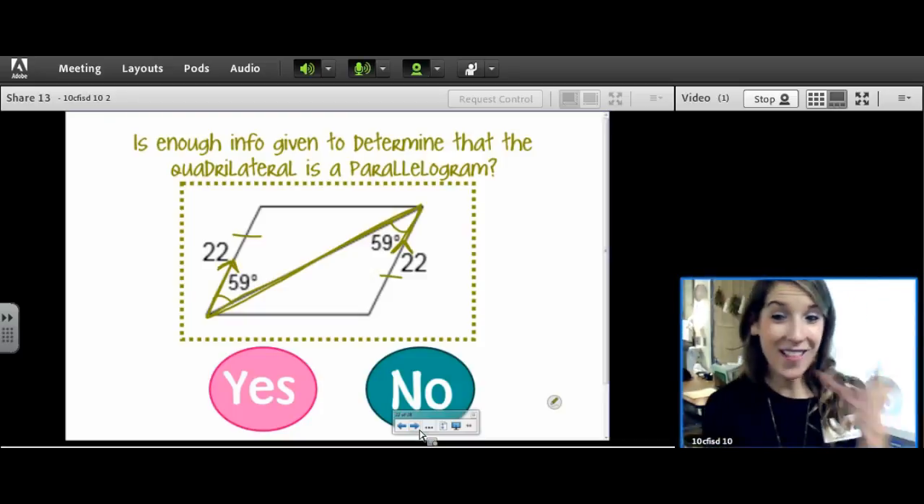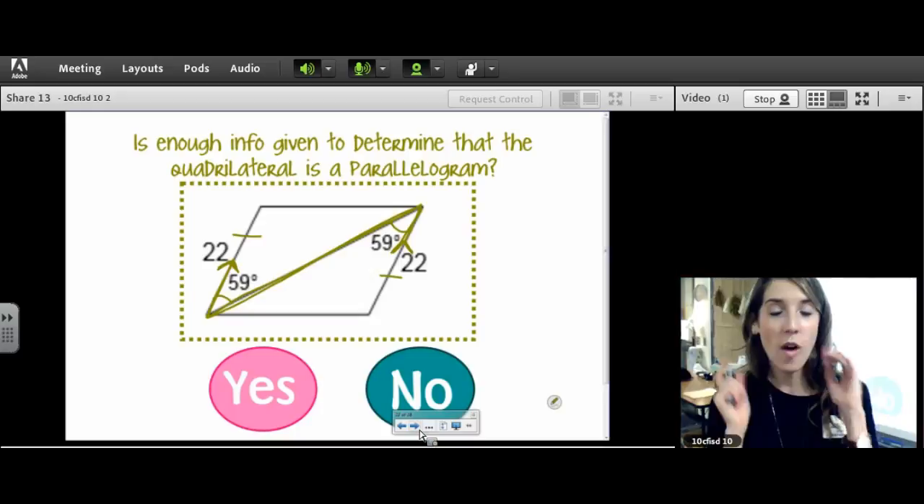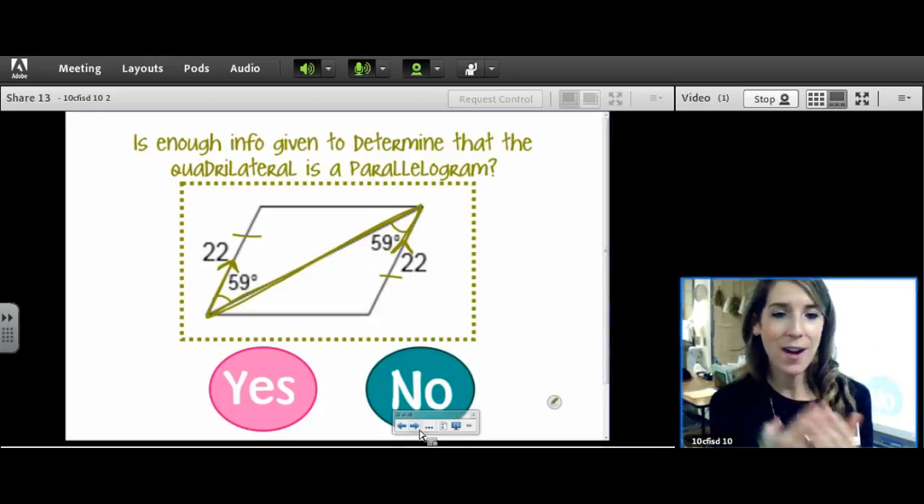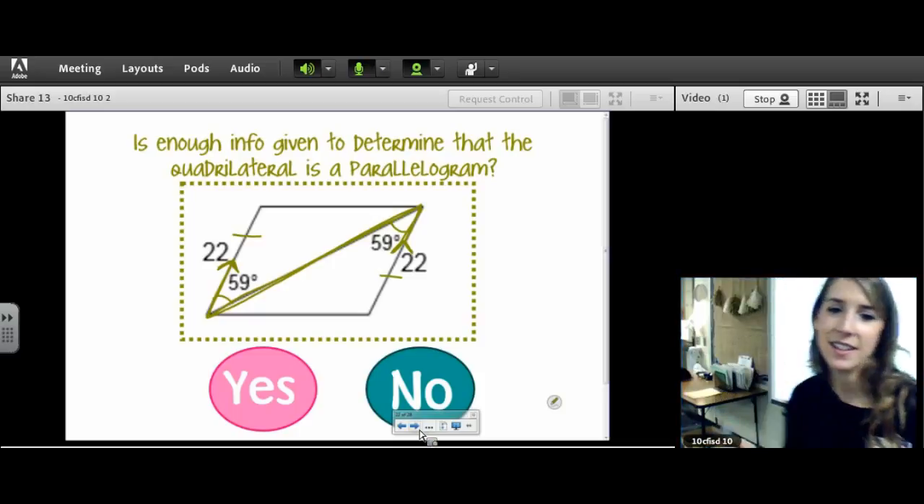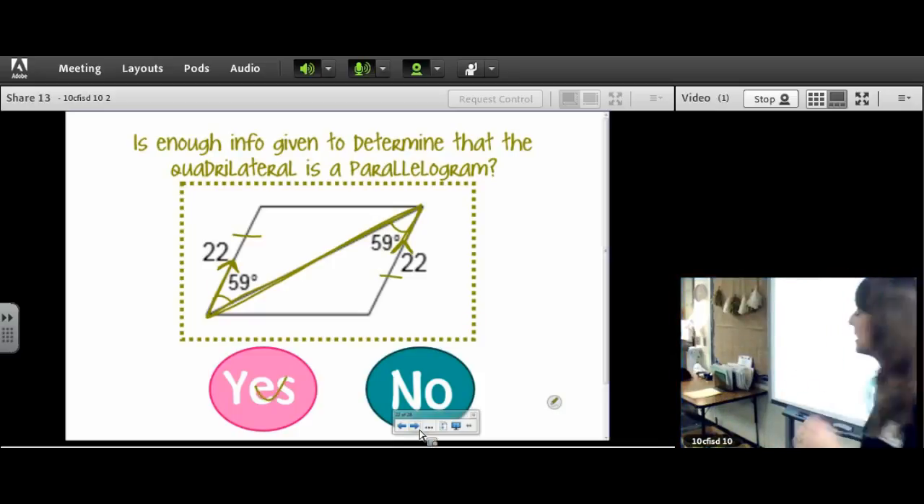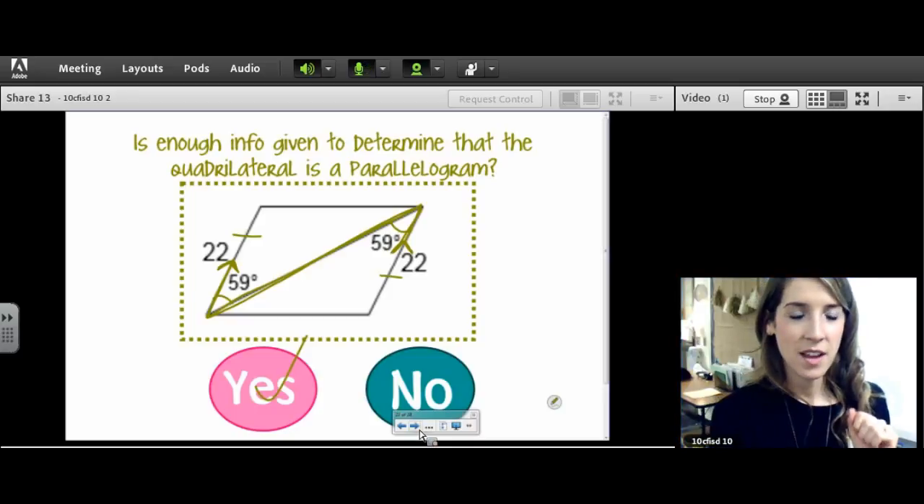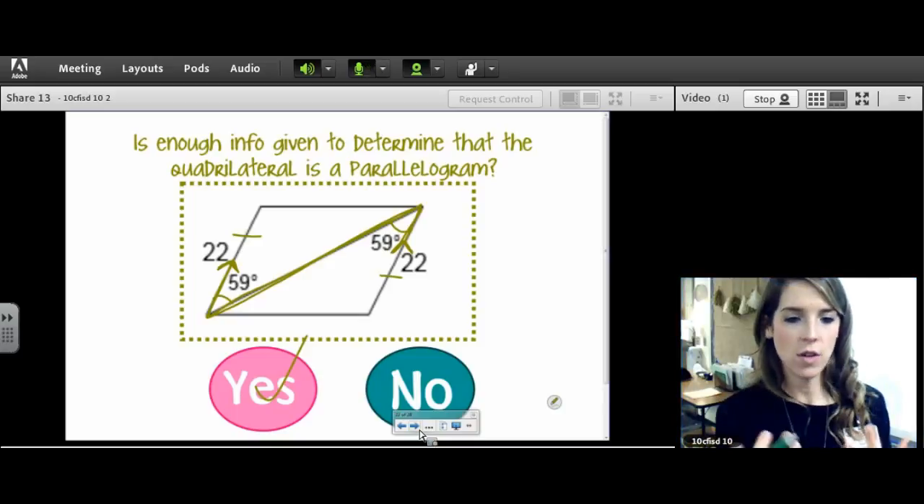Ooh, and then we're doing the last one on the list. One pair of opposite sides is both parallel and congruent. It's the 5th condition on the list. Yep. Yay! Okay, make sure to do your homework, try it, practice it, feel confident with it.